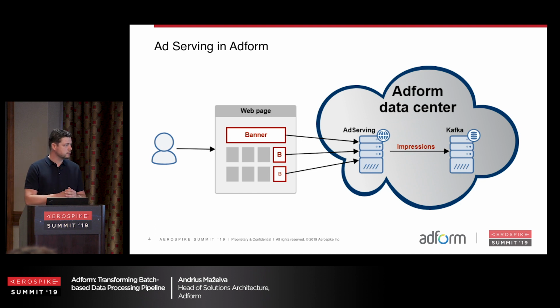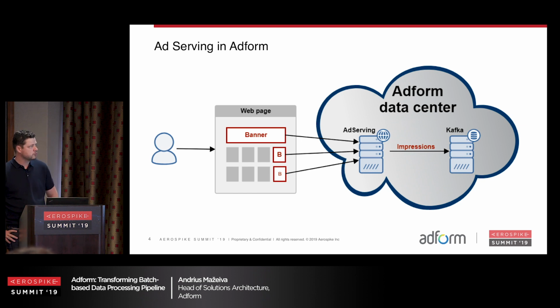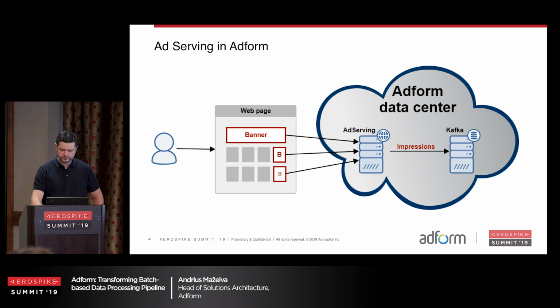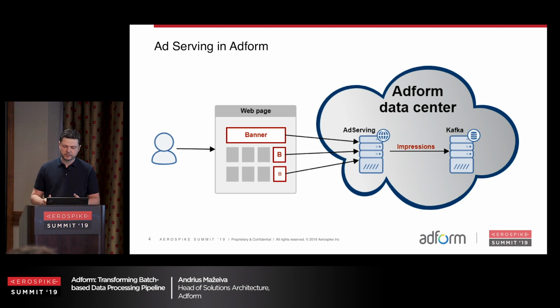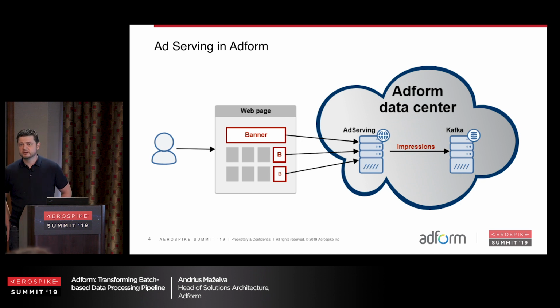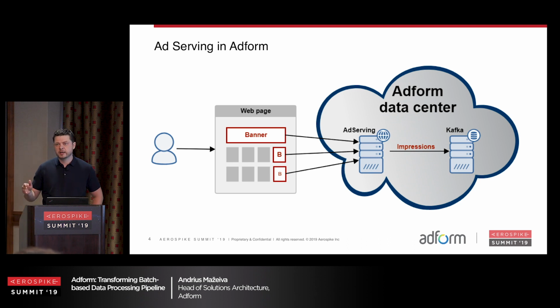It's a simplified view. We have a user who visits some web page. Inside the web page, we have so-called placements where banners should be shown. These placements, we call them tags, perform requests to our ad serving. The ad server makes a decision what banner to show and returns the needed banner scripts to the web page. At the same time, it logs the so-called impression information to Kafka. Kafka is a distributed log where all events which happen land in the Adform ecosystem.